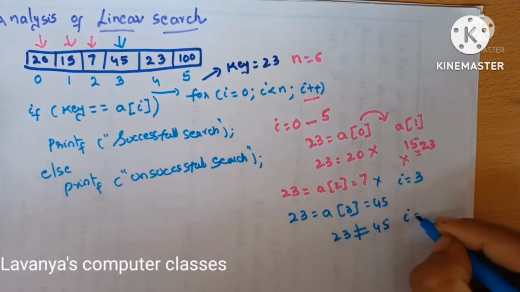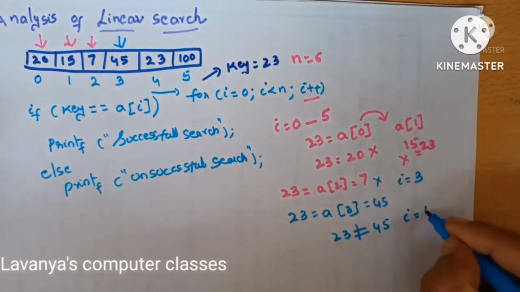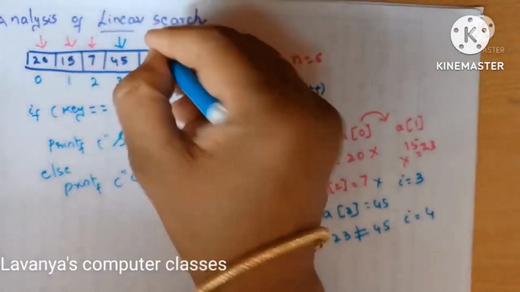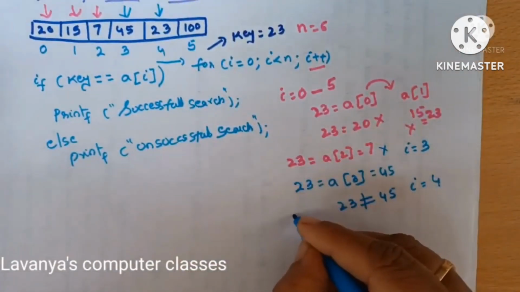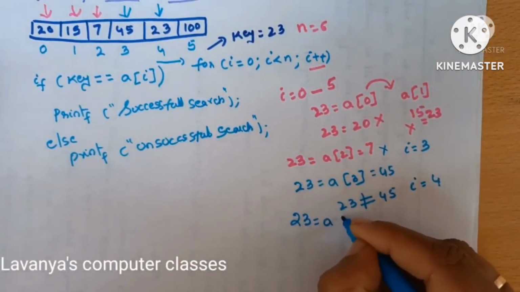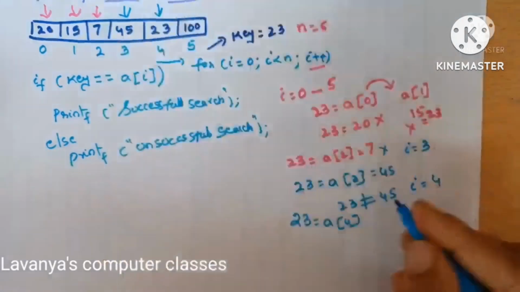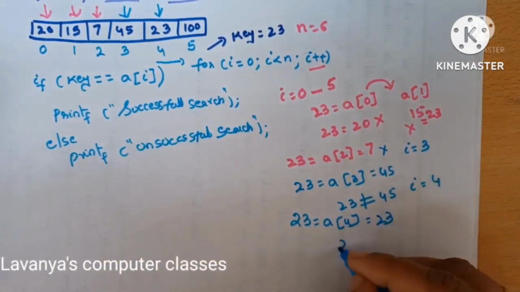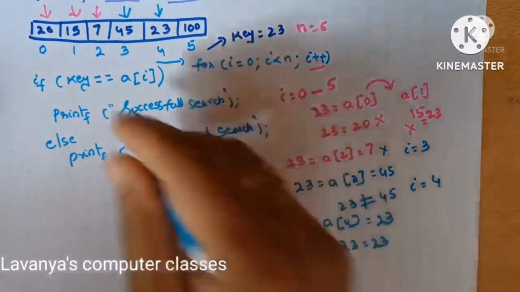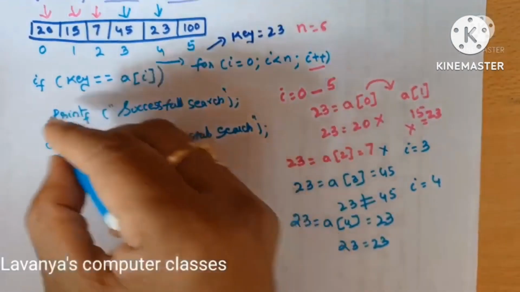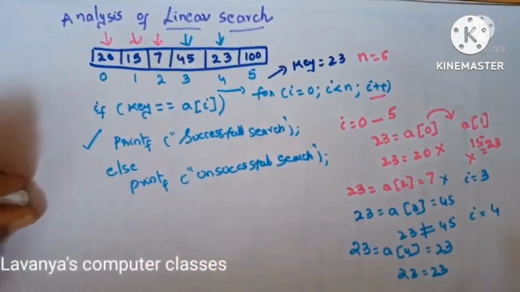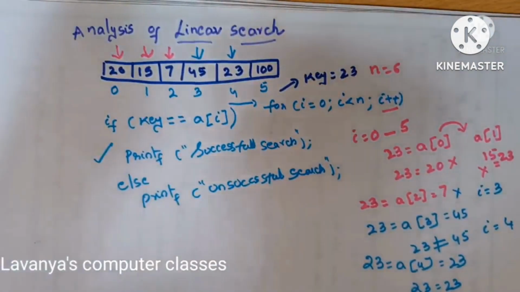So again we go for I plus plus. I value is now 4. That means it is coming to here. The key value is 23. A of 4 means it is 23. So 23 is equal to 23? Yes. That means it is a successful search. So like this the linear search algorithm works.